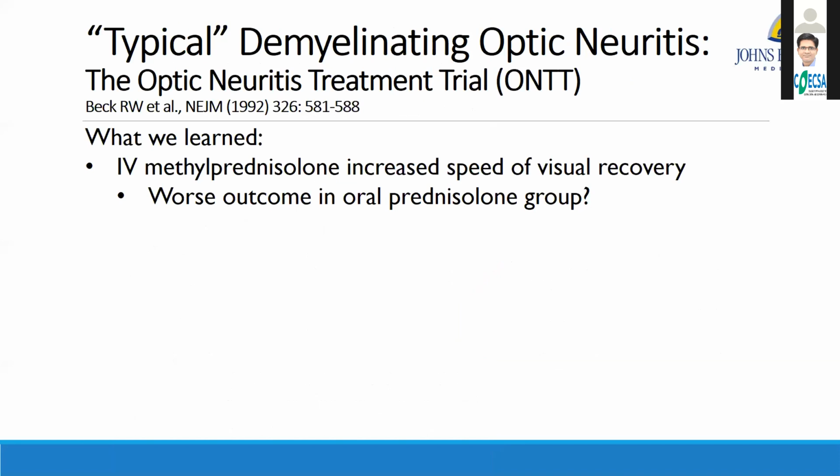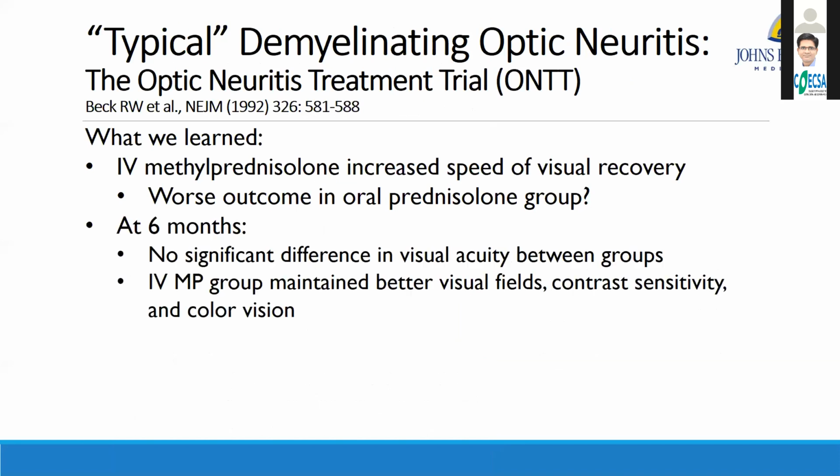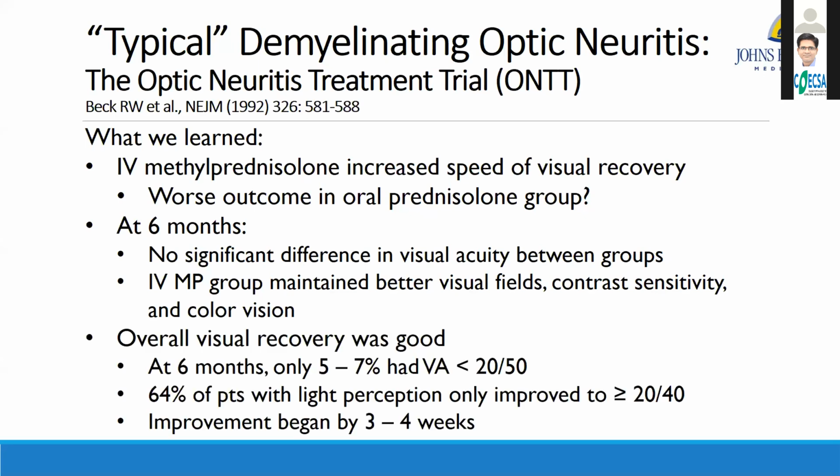So we know that IV methylprednisolone increased speed of visual recovery. There may have been a worse outcome in the oral prednisolone group, but at 6 months, what we saw was that there was no significant difference in visual acuity between the groups. So it seemed that IV methylprednisolone increased the speed at which vision recovered, but didn't change visual outcomes, although the methylprednisolone group did maintain better visual fields, contrast sensitivity, and color vision, although visual acuity itself was not significantly different.